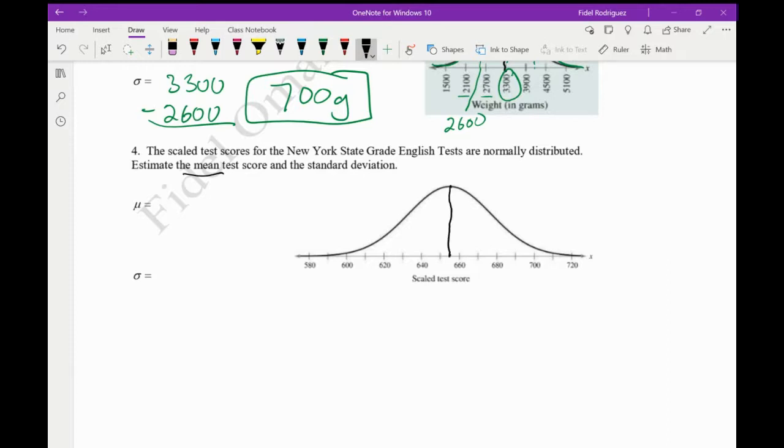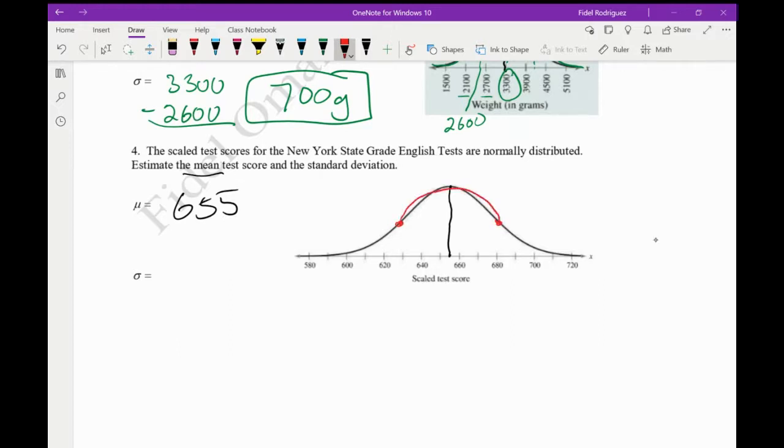Yeah, it's not exactly at 650, and it's not at 660. So I don't know. I'm going to roughly estimate 655, right? Now remember, I'm going to find those points where the graph kind of changes here, right?